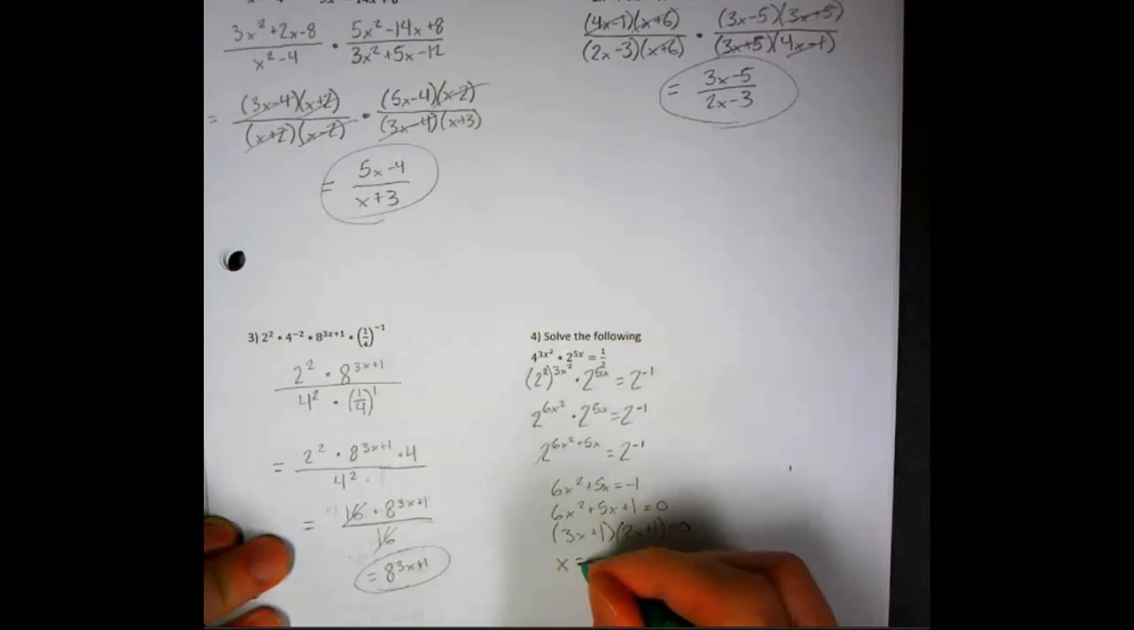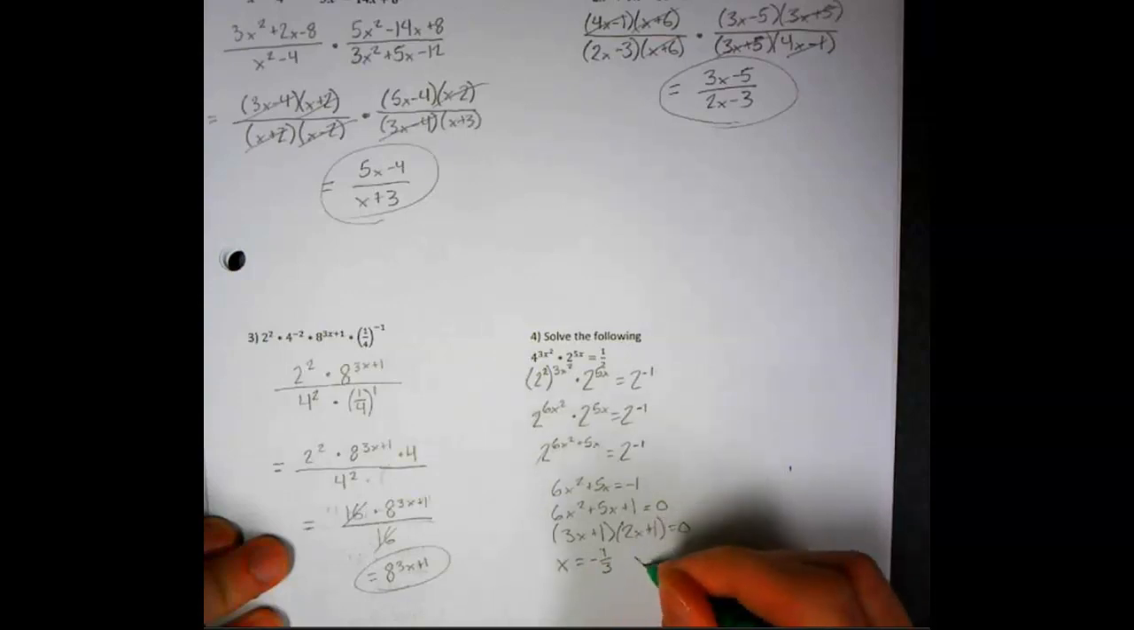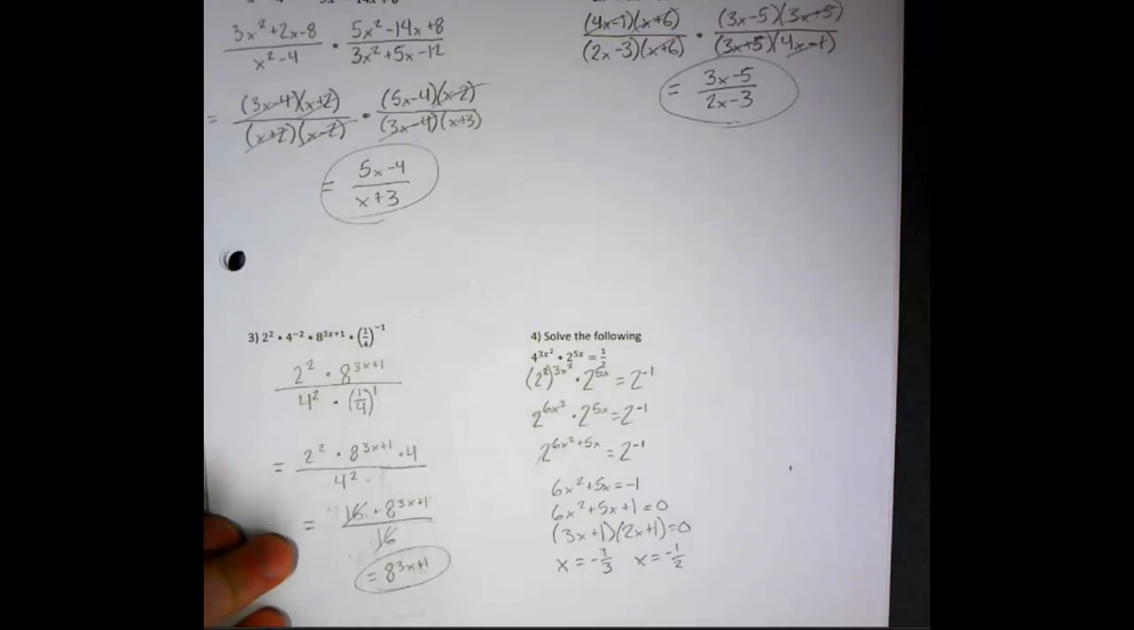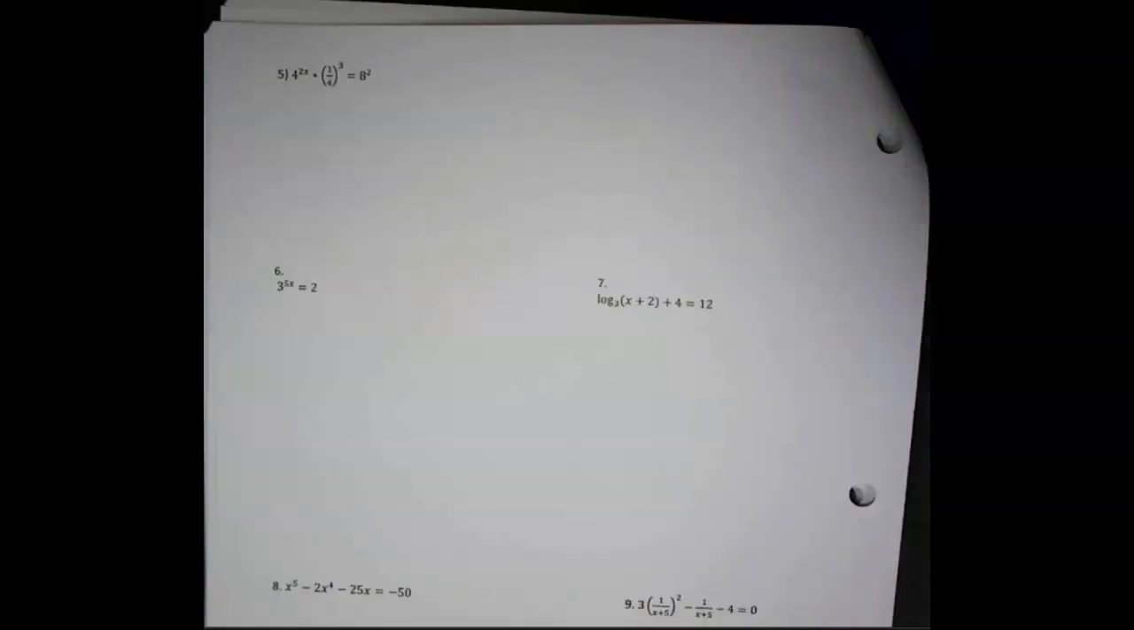And so our two x values are either negative 1/3 or negative 1/2. For problem 5, we're going to be doing a similar thing. So again, we're going to bring this down to the same base.